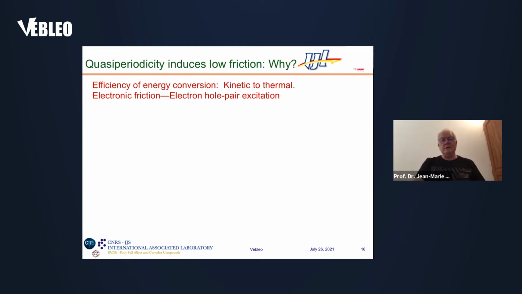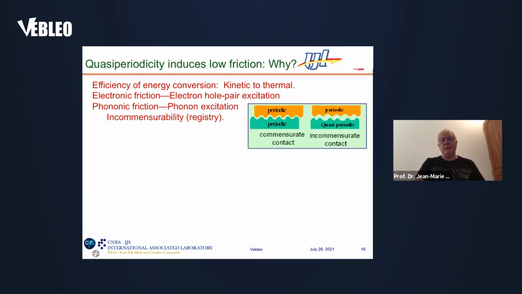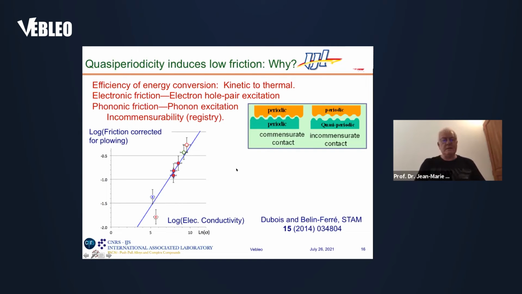So this was studied by STM experiments and different theoretical approaches. It is not absolutely clear what is the dominant mechanism to explain why friction on a quasicrystal is significantly lower. One is most probably the incommensurability in the case of a periodic indent on a quasi-periodic sample, which decreases, of course, the friction. But another effect is shown here.